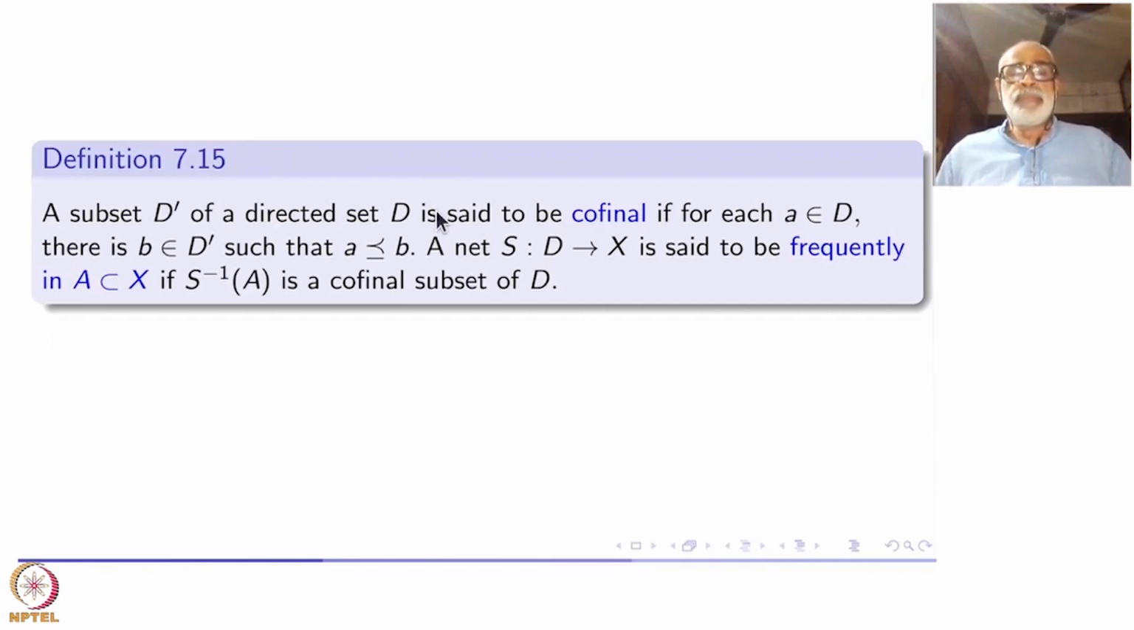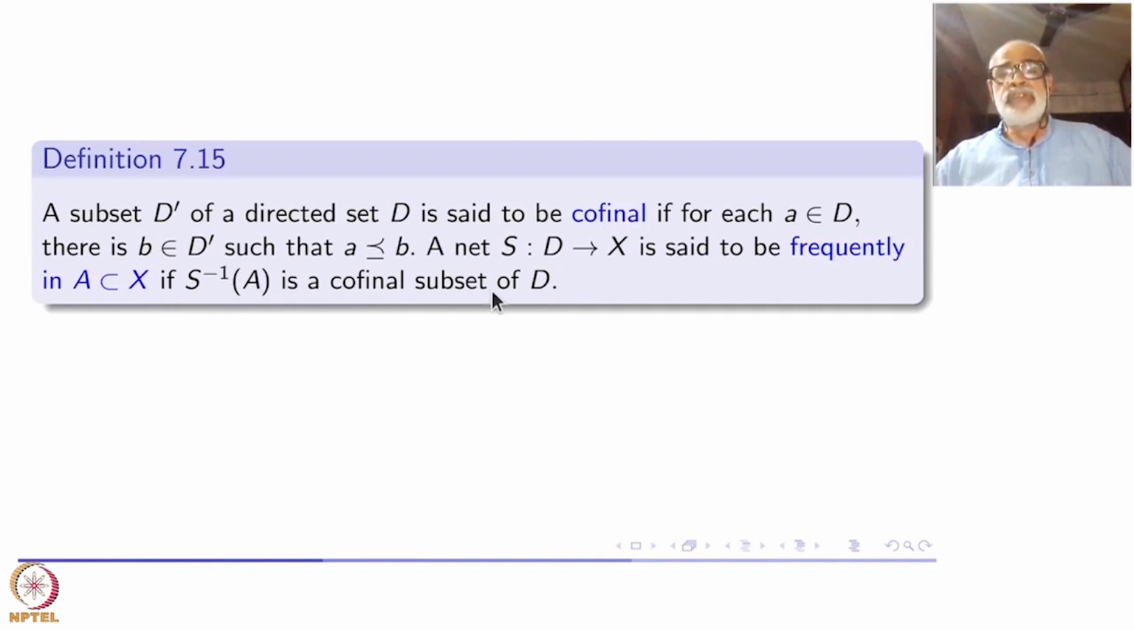A subset D prime of a directed set D is said to be cofinal if for each A inside D, you must have a B inside D prime such that this B follows A. If you have a net S from D to X, that will be called frequently inside a subset A of X if S inverse of A is a cofinal subset of D.